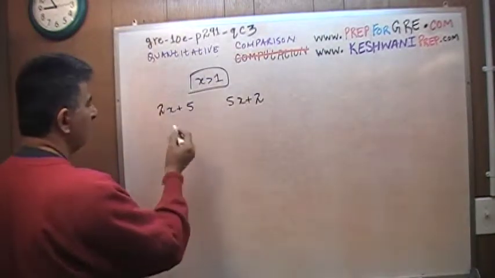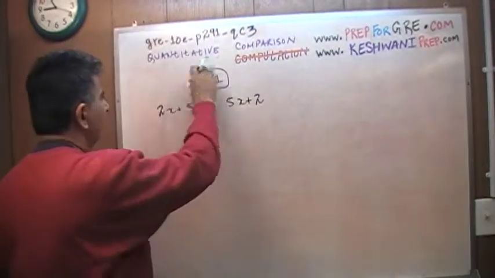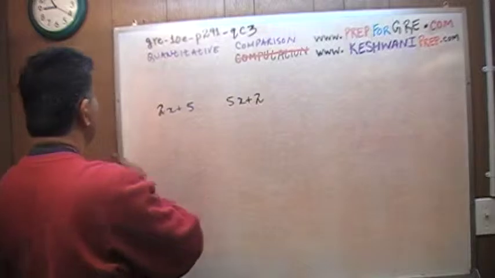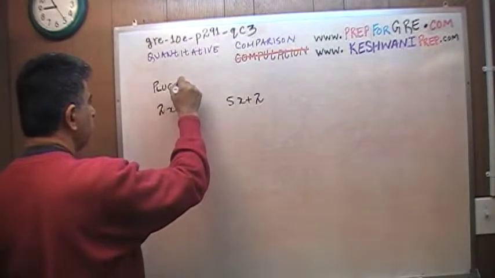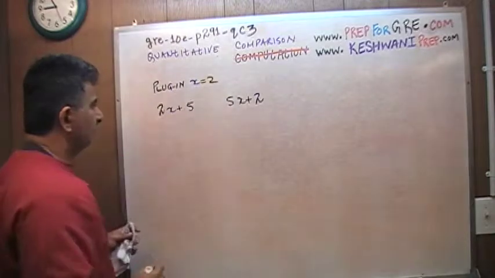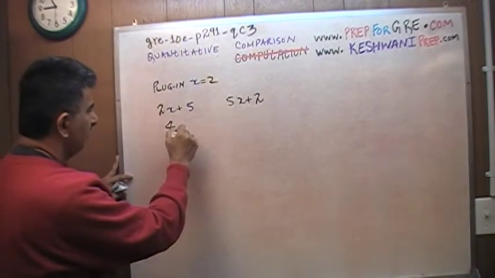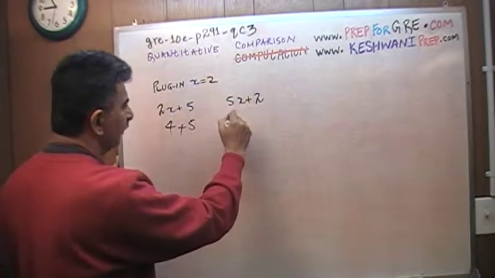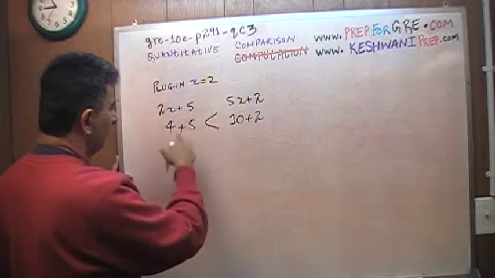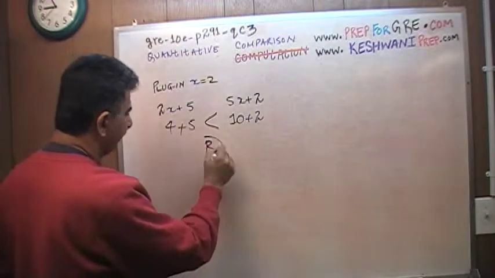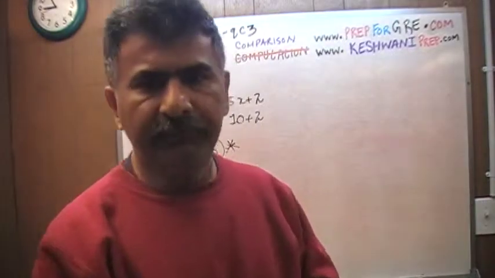So if we plug in x equals 2, this is 2 times 2 is 4 plus 5, which is 9, and there's 5 times 2 is 10 plus 2, which is 12. As you can see, 12 is more than 9. The answer is B. That's it, we're done. That's all you have to do here. You don't have to worry about anything else.